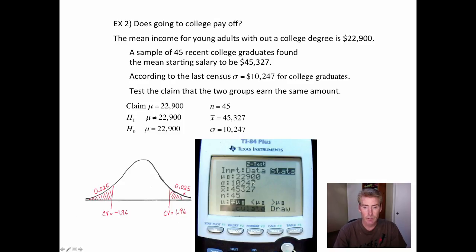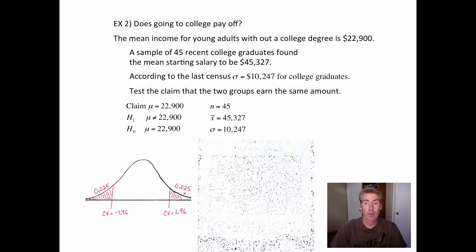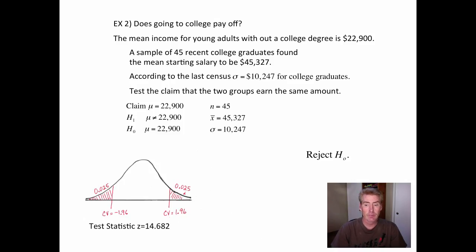So this is from the claim, our sample data, and then make it a two-tailed test and calculate. The z turns out to be 14.6, which goes way, way, way past 1.96. So we way, way, way proved something. What we proved is that we can reject H sub 0. So this equals is rejected. The claim is also rejected. The claim is false. For college graduates, the average is 45,000, way better than for non-college graduates.